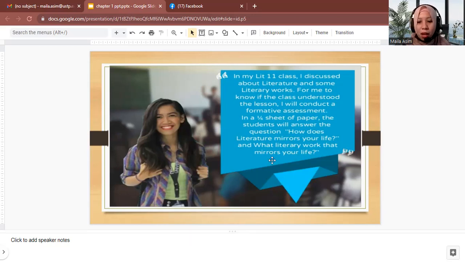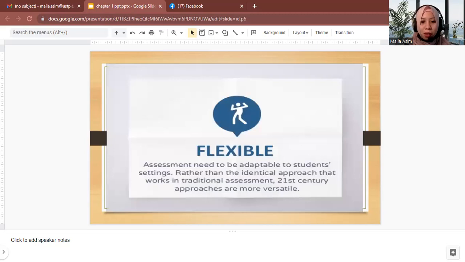Okay? Next is we have flexible. Kadaghan nato nakadungog aning word nga flexible. Assessment needs to be adaptable to student settings. So dili lang kayang teachers dapat flexible, but also ang atong assessment nga gina conduct or administer inside our class or inside the classroom. So rather than the identical approach that works in the traditional assessment, ang ato ang 21st century approaches ang more versatile. So dapat ang atong assessment kabalo mo adapt sa student settings.